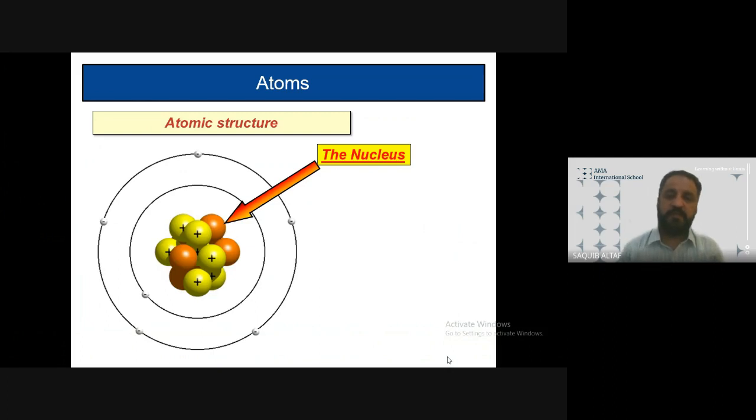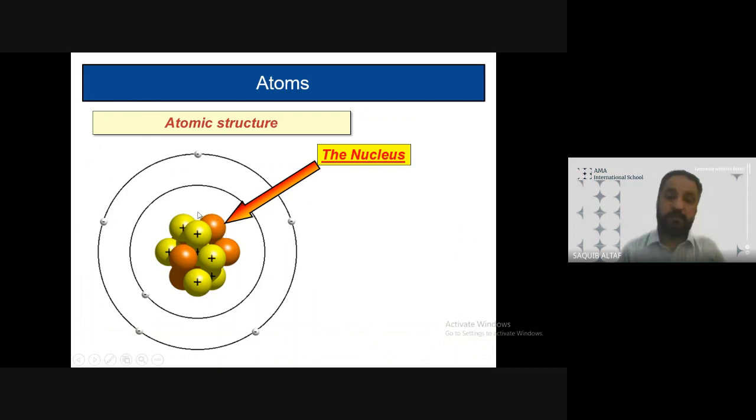So here is the structure of the atom. You can see at the center of the atom there is a nucleus with positive charge. So the nucleus is positively charged. You can see this yellow ball shows positive charge, and positive charge means this is a proton. And this orange colored ball, these are neutrons. You can see there is no charge marked on them. It means these are neutral, no charge on them.